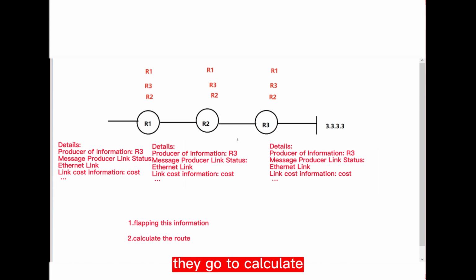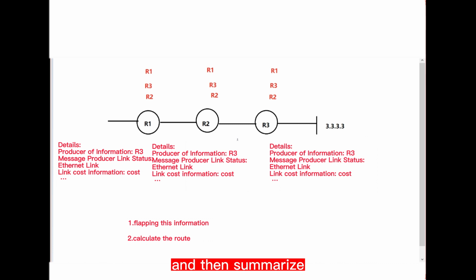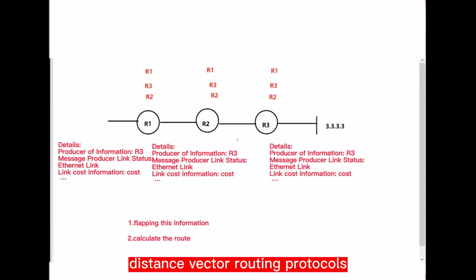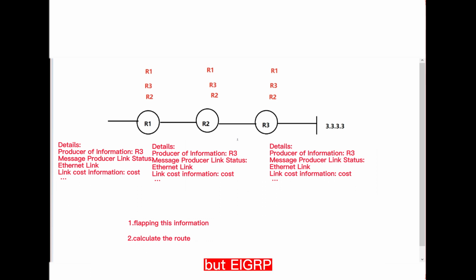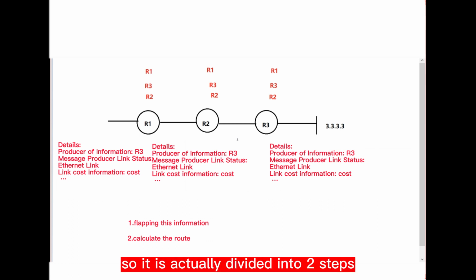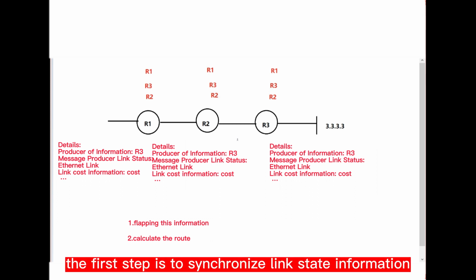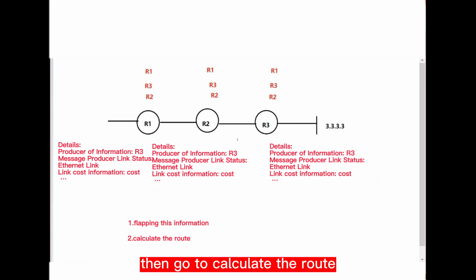Then they go to calculate. It's like when we learn: you have to listen to the teacher finish all the bits and pieces of knowledge first, and then summarize. Distance vector routing protocols are relatively inferior to link state protocols, but EIGRP is an advanced distance vector routing protocol. So it is actually divided into two steps. For the device, the first step is to synchronize link state information, then go to calculate the route.